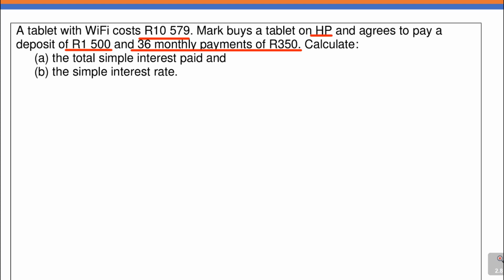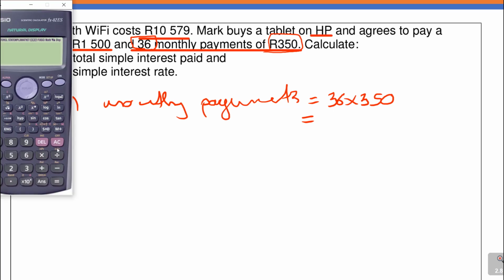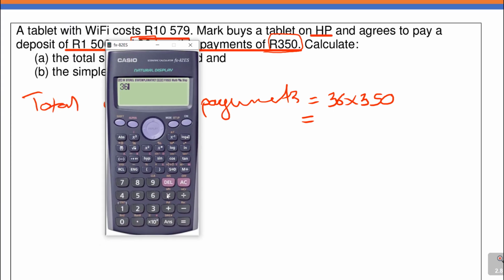So they want the total simple interest and the rate. Look at this now. You work from the back. What is Mark doing? Mark paid 36 monthly payments of 350. So what do we want to find out? How much money did Mark pay? So total monthly payments. Let's look at the total monthly payments that he paid. It's 36 months. He was paying 350. You see that? So for every month he was paying 350 for 3 years. So we want to find out how much he paid after 36 months. So it's 36 times 350, which is equal to 12,600. See?